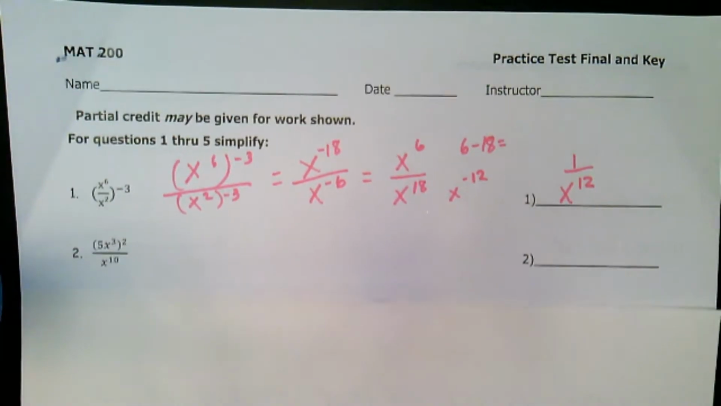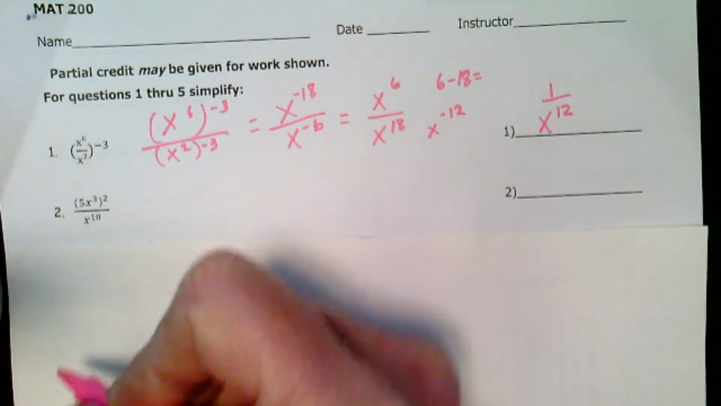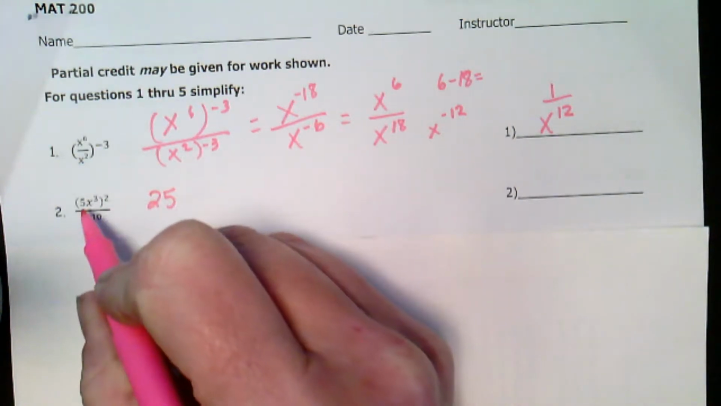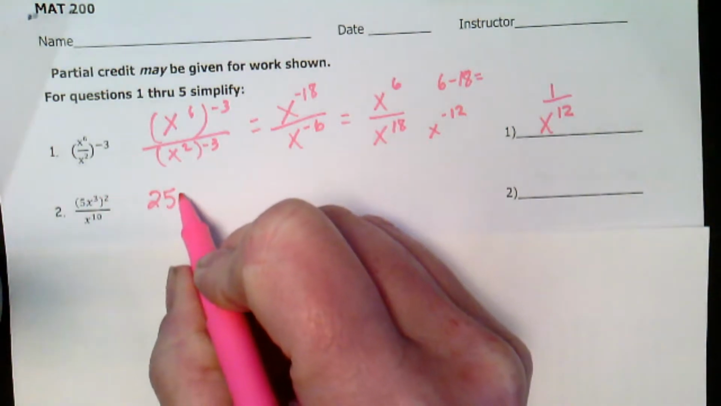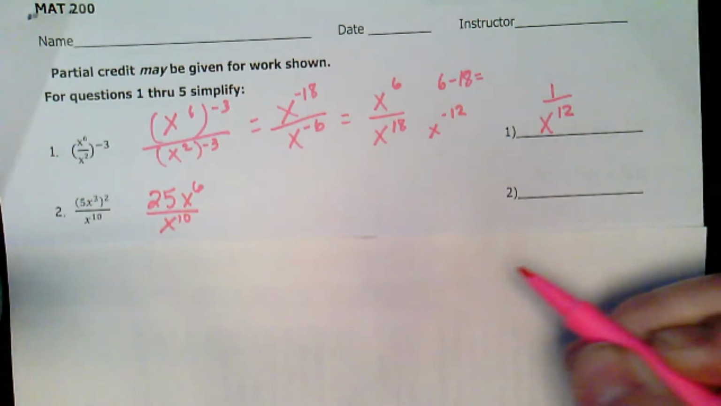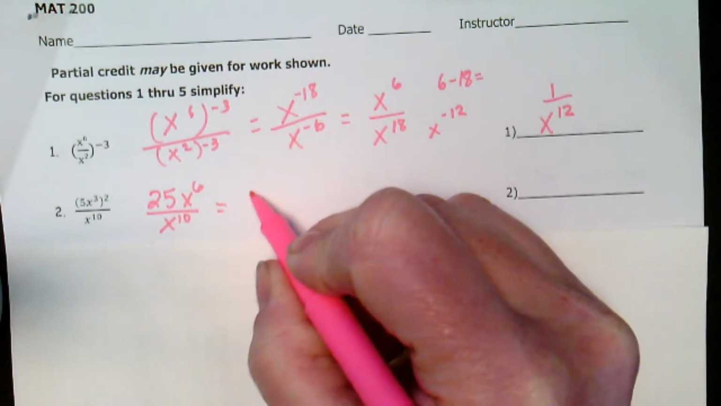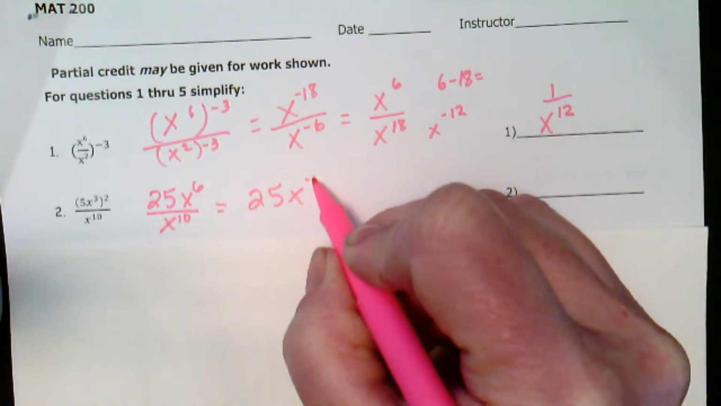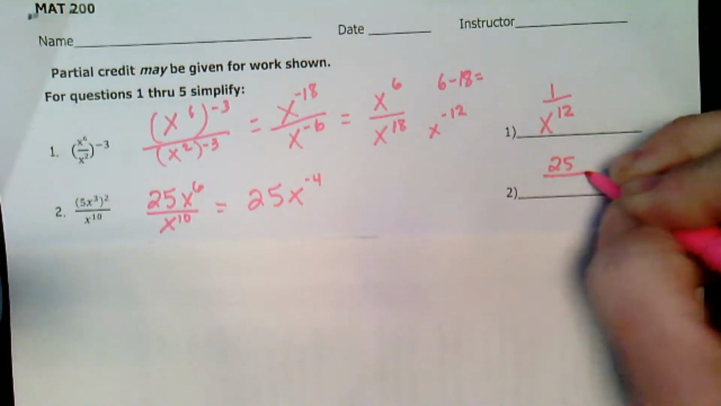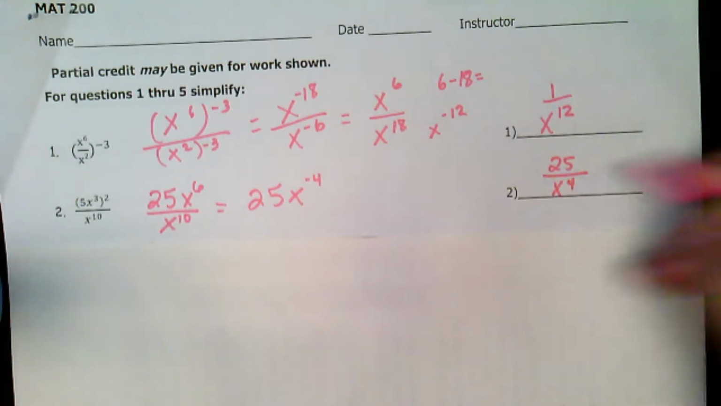Alright, number 2. Everything's being raised to the 2nd power on the top. So 5 squared is 25. X to the 3rd squared, we multiply the exponents. The bottom didn't have anything done. We can go a step further because we have x's in both spots, so we want to subtract. That's negative 4. The 25 stays at top because it does not have a negative exponent attached to it, but the x does, so we're bringing that down.